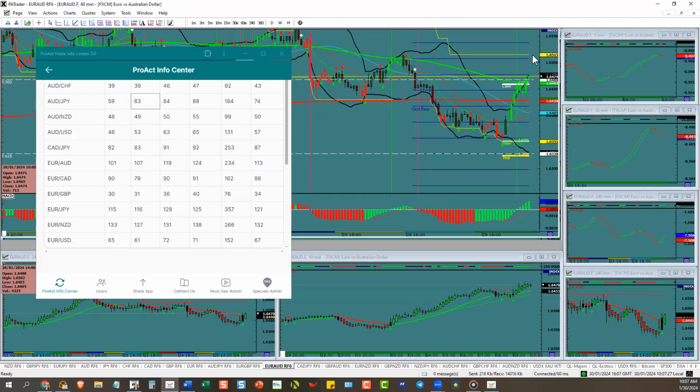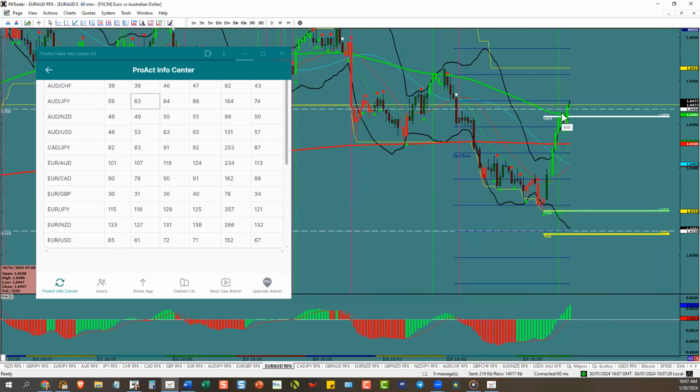Euro Aussie. Euro Aussie went to target this morning easily to the pip to its ATR. Euro Aussie has an ATR of 107 pips.